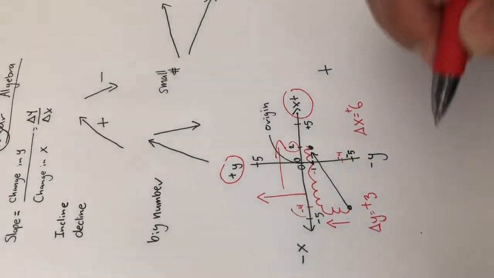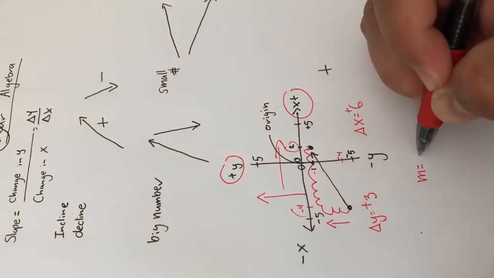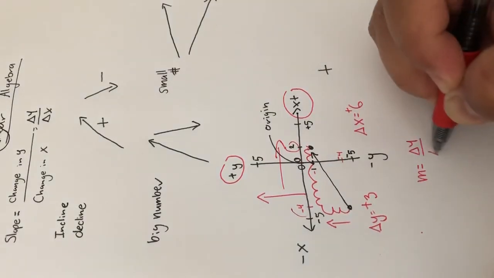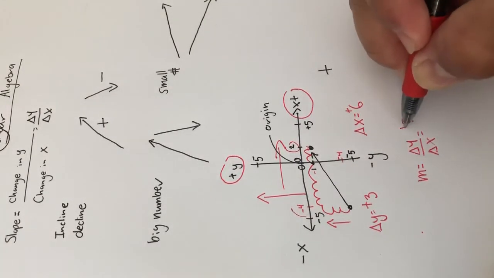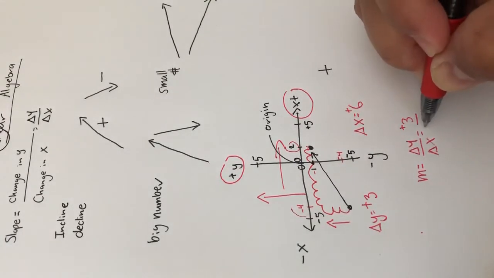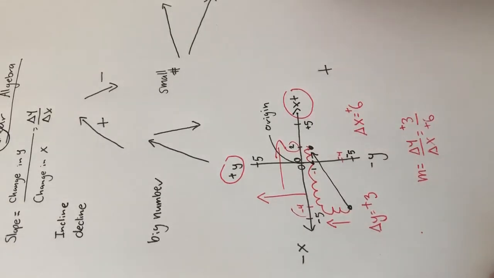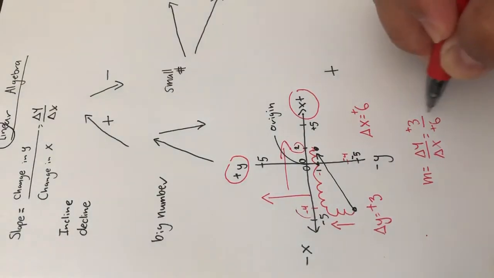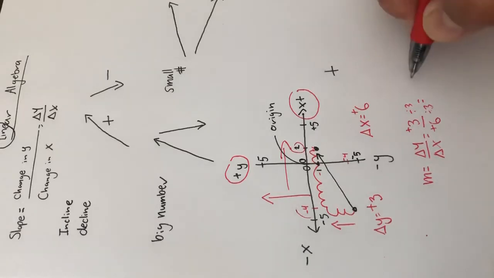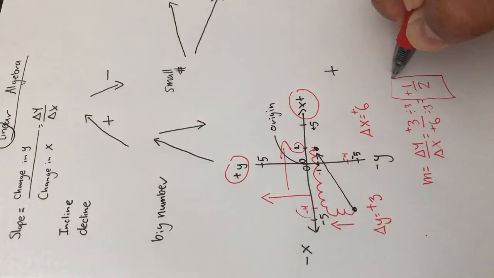The last thing is to write them together. The slope is the change in y over the change in x. The change in y we said was 3, and I'm going to put a positive 3, and the change in x is a 6. So there's your slope: 3 over 6. But like anything on our test, we're supposed to simplify and put in lowest terms. We can reduce this fraction by dividing both of them by 3. So this will be 1/2, and it'll be positive. That's your slope here.